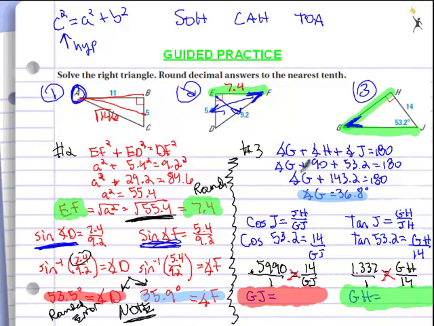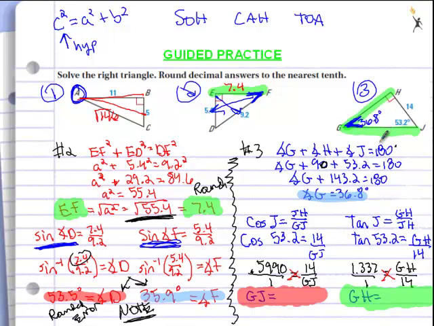And number 3 was not nearly as simple. To solve for angle G wasn't that bad. You said angle G plus angle H plus angle J equals 180 degrees. Okay, that's just the triangle sum theorem, saying that the 3 interior angles add up to 180. Then I substituted. I knew angle H was 90 degrees. I knew angle J was 53.2. Then when you combine 90 and 53.2, you get 143.2. When you subtract that from 180, you find angle G to be 36.8 degrees.